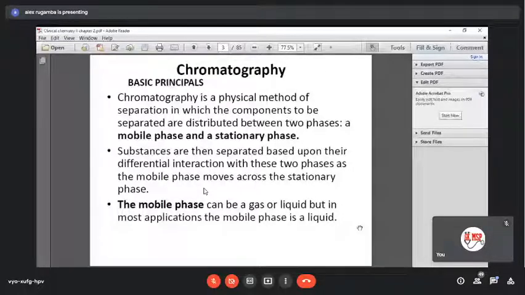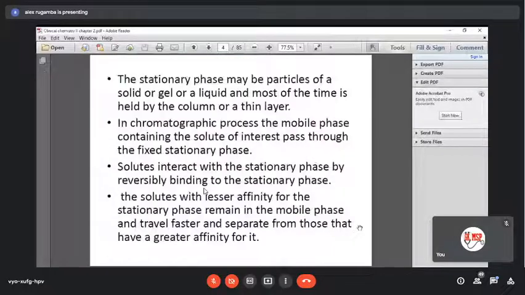The mobile phase may be a gas, or the stationary phase may be particles of solid, gel or liquid, and most of the time they are held in a column. So this stationary phase may be liquid, gel or solid. I told you that the mobile phase has solutes; those are the reagents, the liquid mobile phase.